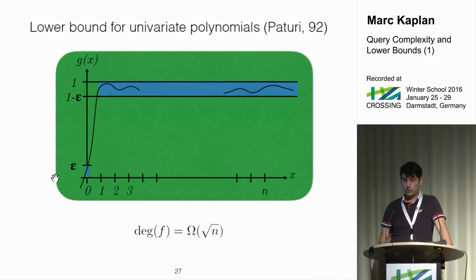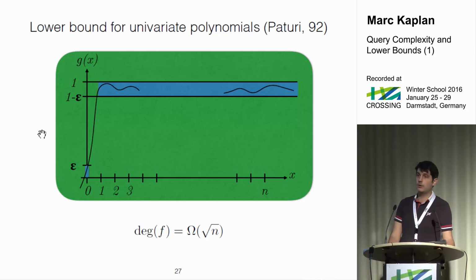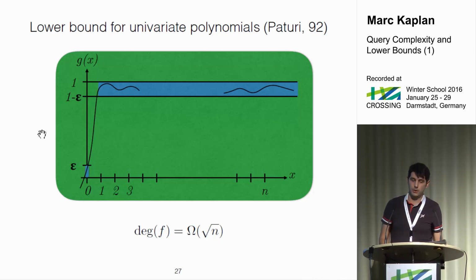So the polynomial that you get that way is very steep. By the way, I represented it with the polynomial because these are all the basic terms here. And what Paturi has shown is that such a polynomial has to be of degree at least square root of n. So this is how you can use the polynomial method to prove a lower bound for the OR function, and in turn for the optimality of Grover's algorithm.